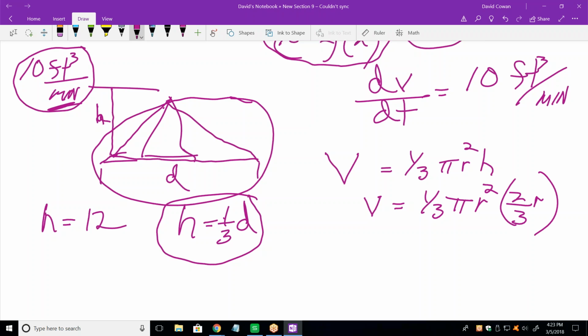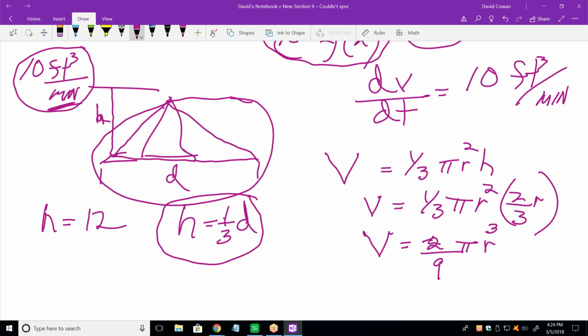See how I get that? In other words, the height is related to the diameter, so it's related to the radius. So I can substitute that for height. And now I have a pretty simple equation that I can differentiate. Let's first combine it before I try to differentiate it. I can multiply the 2/3 times the 1/3, giving me 2/9 pi r cubed.